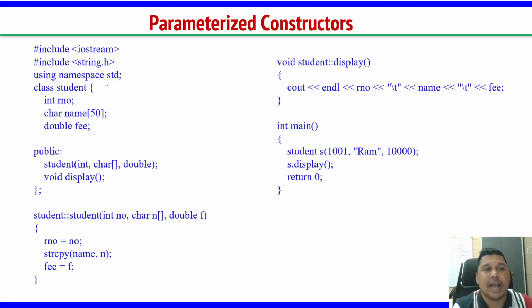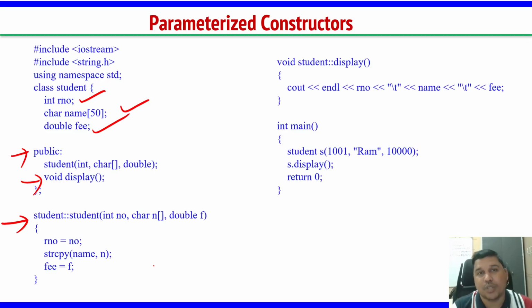See this, I have a class Student with roll number, name and fee. In public, I have a function display, but I am also defining a parameterized constructor, Student, with int, char and double arguments. Again, we have studied that constructors can be defined inside the class and outside the class also. So in this example, I have implemented it outside the class.